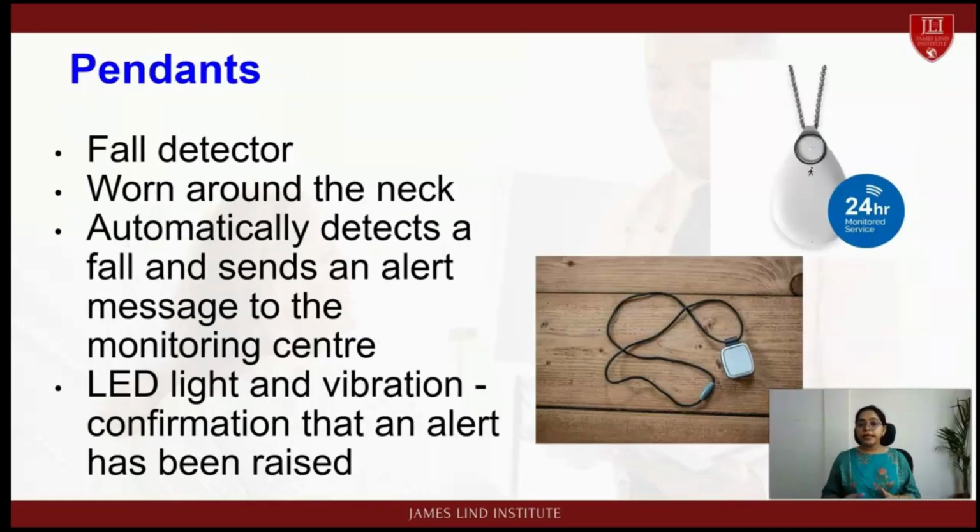Then we have pendants. These are different from alarms. We have pendants that can be used to detect a fall. These are worn around the neck of the patient, and they automatically detect a fall and, after detecting it, send an alert message to the family or to the call center team. It also has an LED light installed within it and a vibrating system that vibrates. So when there is a light and vibration, it means there is a confirmation of a fall.